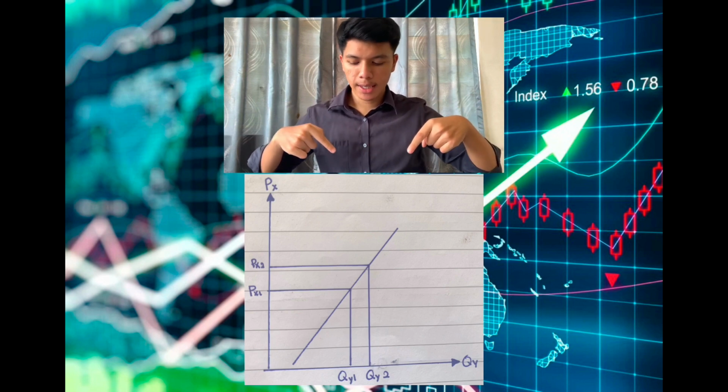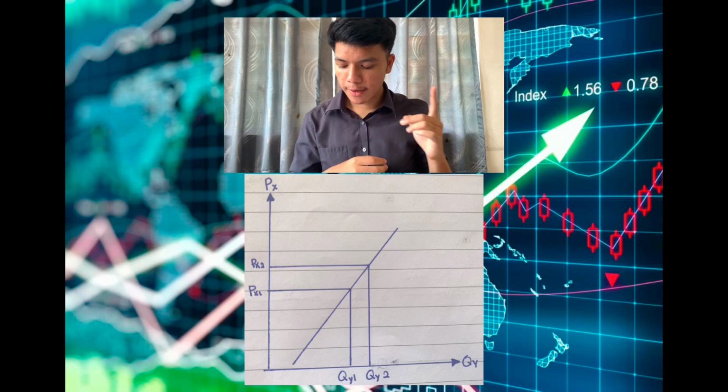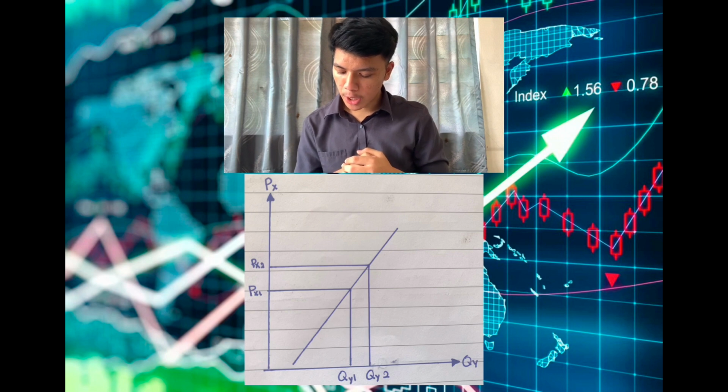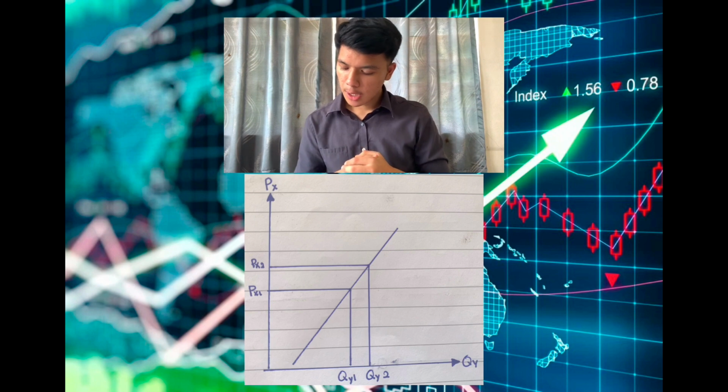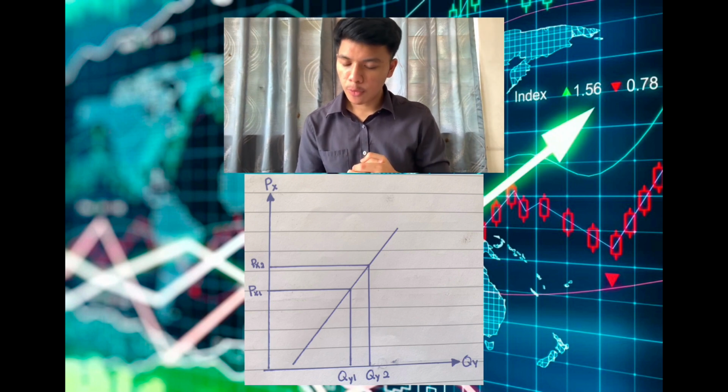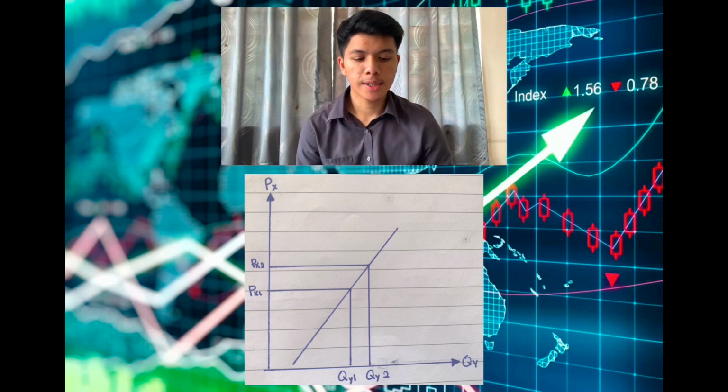From what we can see, the price of coffee increased from P1 to P2, which is 3.50 to 4.50, while quantity demanded for tea also increased from Q1 to Q2, which is from 3 to 4. Thus, coffee and tea are viewed as being substitutes.